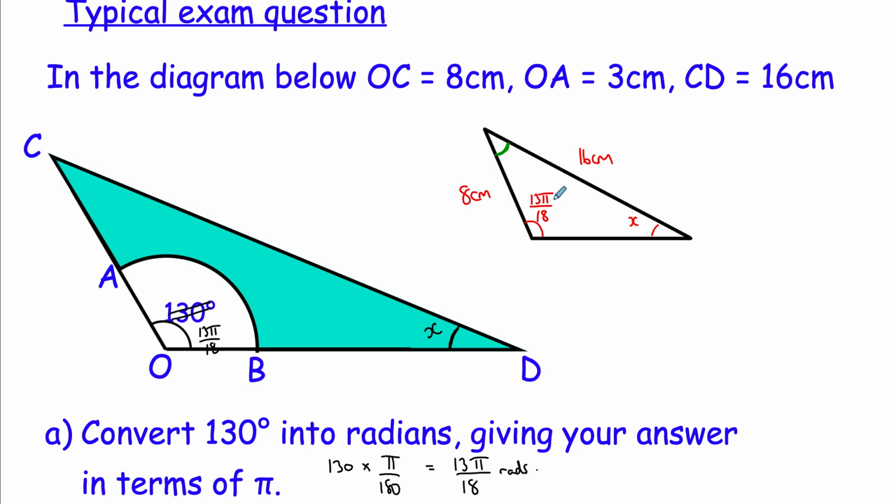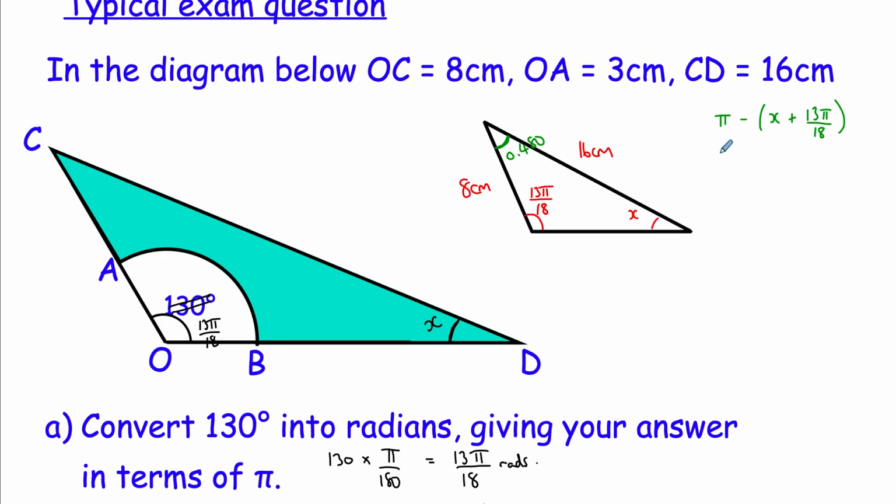Which is 0.479 or 480. So I've done that by doing pi minus the x value and minus the 13 pi over 18 value. The reason I've done that is because now I'm going to be able to do my known pairs again to find this missing value. Let's call that y.